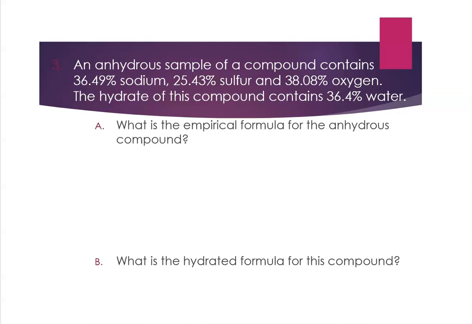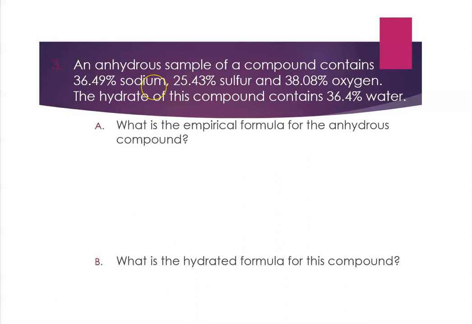The only time that this gets any more complicated is if we're just given percentages of everything. So this says that an anhydrous sample of compound contains 36.4% sodium, 25.43% sulfur, and 38.08% oxygen. And then it says the hydrate of this compound contains 36.4% water. Okay, so what is the empirical formula of the anhydrous compound? So here we go back to our rules for finding empirical formula, and we use those to figure out the empirical formula. Once we have the empirical formula, then I can find the hydrate formula.